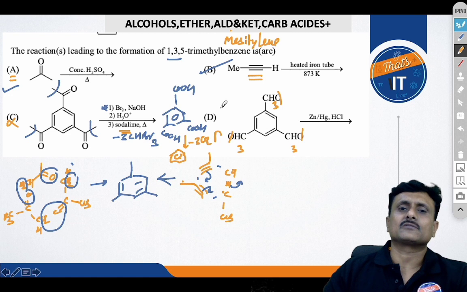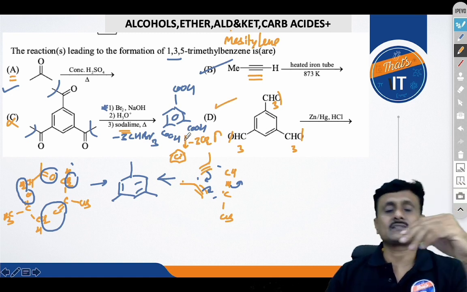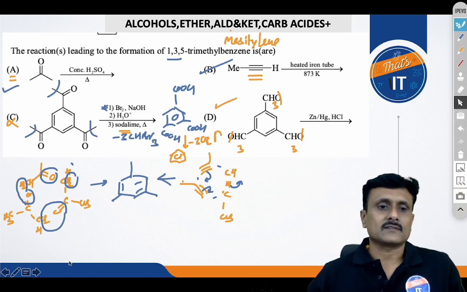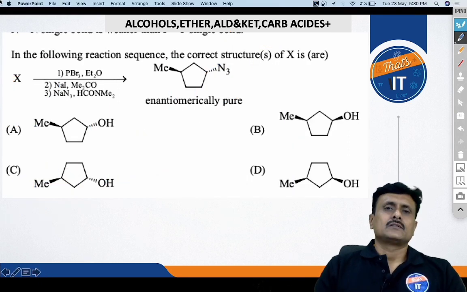This is the easier option, so option D is correct. So the right answer for this question is A, B and D, isn't it? Very interesting, right? Just check out the next question.